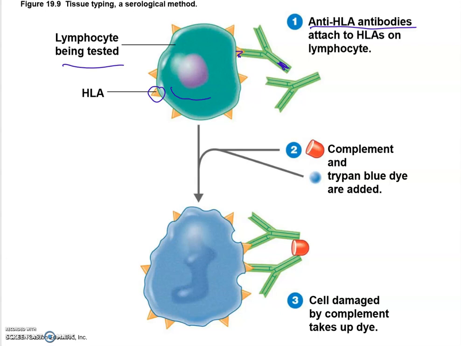It will activate complement, and one of the results of complement is that it makes cellular contents leak out, or in this case we're using a blue dye that will leak into this damaged cell, and then when the cell turns blue, then you know that this particular antibody has found a matching antigen on this lymphocyte.